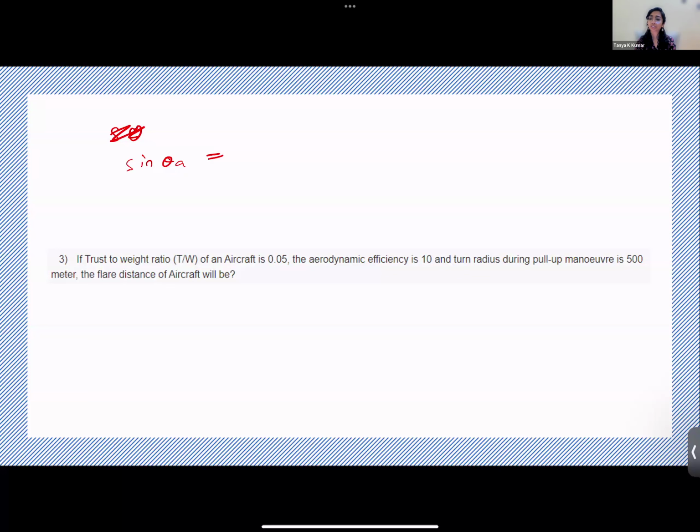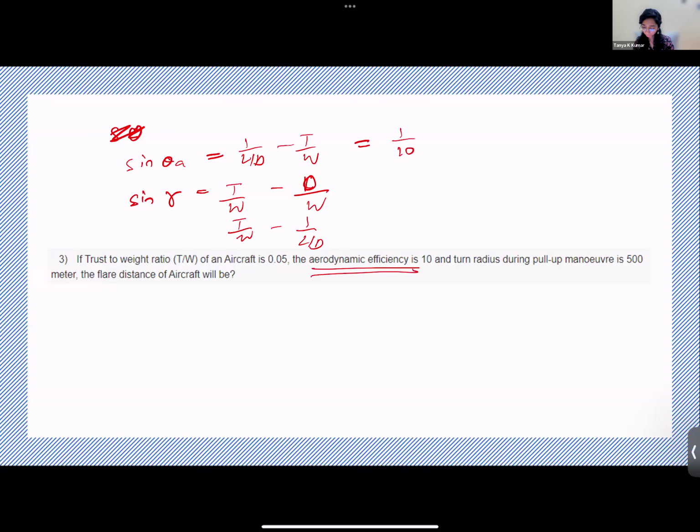It was the negation of this. This was the climb angle formula, right? So climb angle sine gamma was T by W minus CD, or D by W, and then it became T by W minus 1 by L by D, right? So sine theta A was the negation of it. It was 1 by L by D minus T by W, correct? So let's try doing this. 1 by L by D is 1 by 10. Aerodynamic efficiency is L by D. Minus T by W is 0.05. So this comes to 0.05.